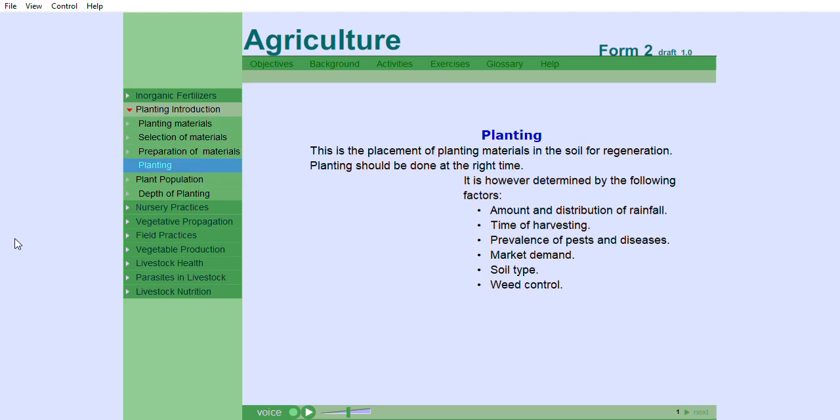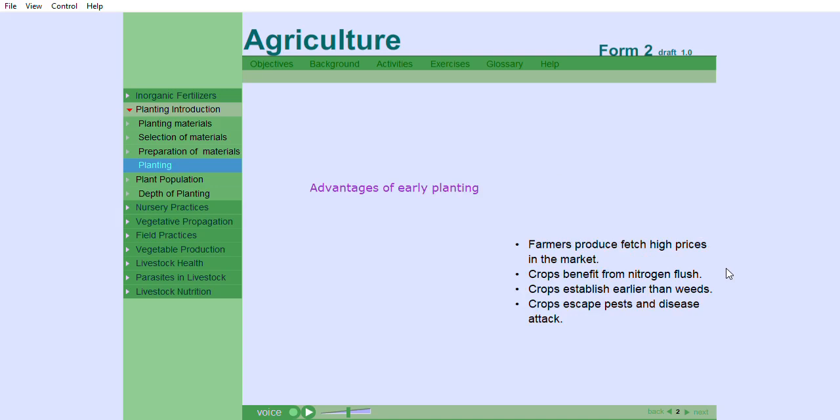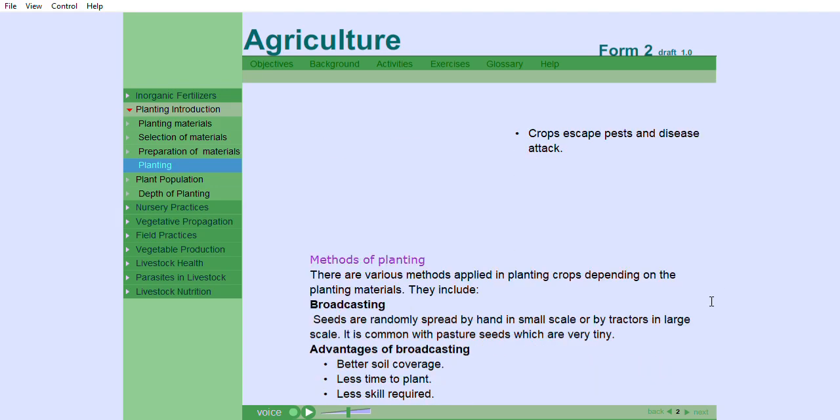Planting. This is the placement of planting materials in the soil for regeneration. Planting should be done at the right time. It is, however, determined by the following factors: amount and distribution of rainfall, time of harvesting, prevalence of pests and diseases, market demand, soil type, and weed control. Advantages of early planting. Farmers fetch high prices in the market. Crops benefit from nitrogen flush. Crops establish earlier than weeds, and crops escape pests and disease attack.